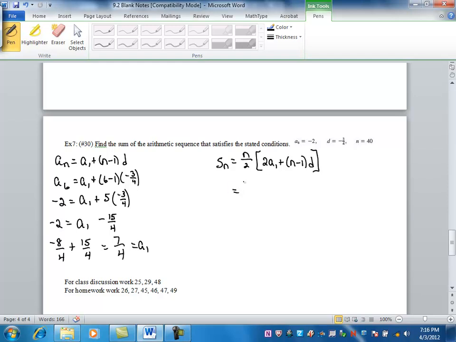So I've got 40 terms here. The sum of the first 40 terms: 40 over 2, times 2 times the first term, which we said is 7/4, plus 40 minus 1 times the difference, -3/4, and so that adds up to -515. And so that puts the wraps on the lecture for 9.2. You've got some discussion questions to look at and some homework, and we'll certainly talk about anything you have questions on in class.